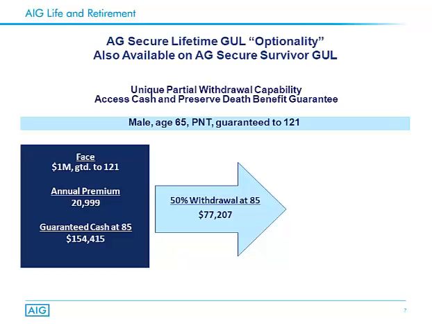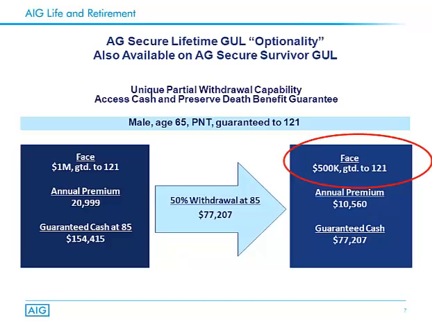What's the result of that guaranteed withdrawal? Well, most times in a GUL contract, if you take any of the money out of it, it blows up the policy. So this is really cool the way this works. What we do is we reduce the death benefit and the premium in the same proportion of guaranteed cash value taken out to how much was in there. Well, there was 50% withdrawn, so we reduced the death benefit by 50%. It was $1 million, now it's $500,000. We reduced the premium from the $21,000 down to the $10,500.